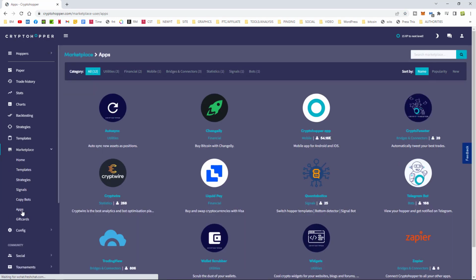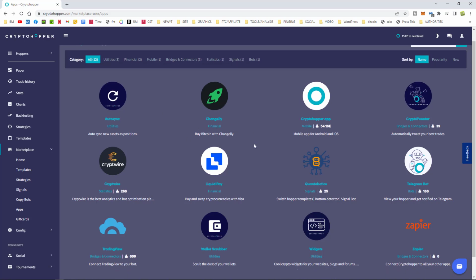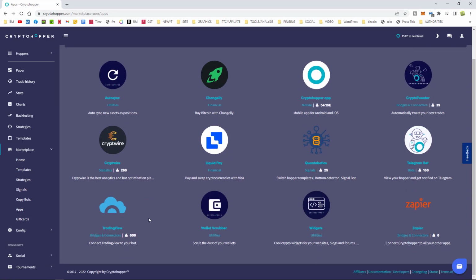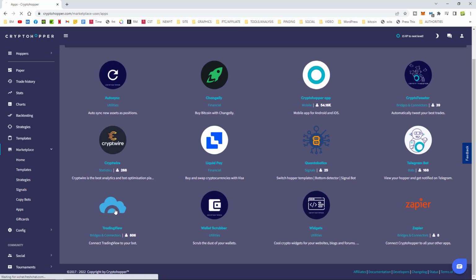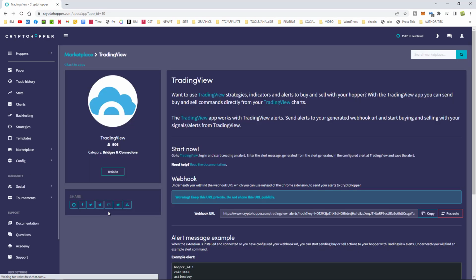This is where we get a little bit of code from our Cryptohopper, and we plug it into our Tradingview. So this is where we link our Cryptohopper to our Tradingview, so they can communicate. As you can see down here, bridges and connectors. There's lots of things you can connect to your Cryptohopper, and Tradingview is just one of them. So click on Tradingview here.